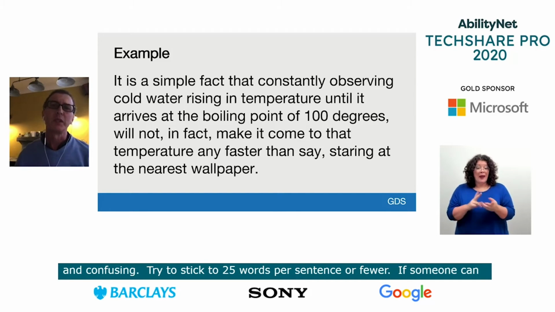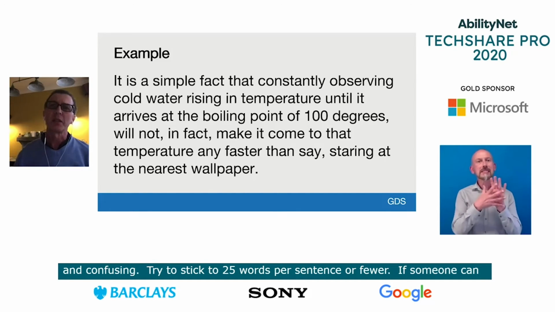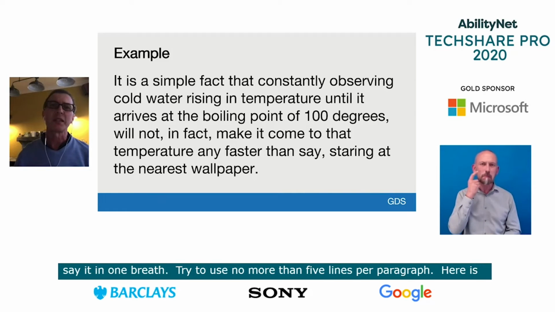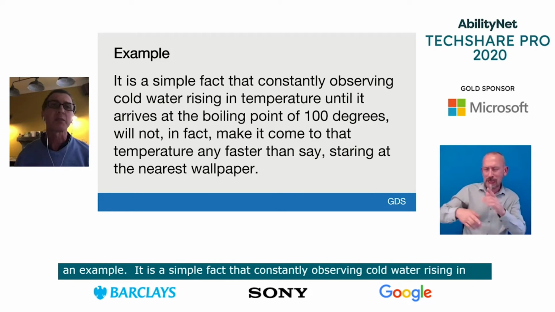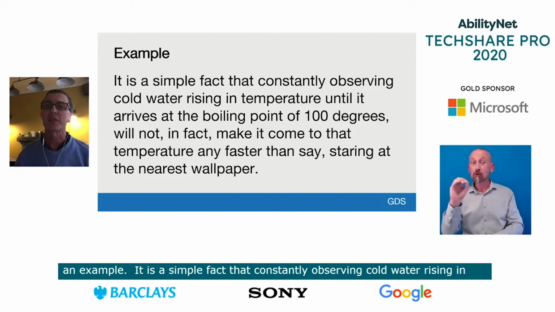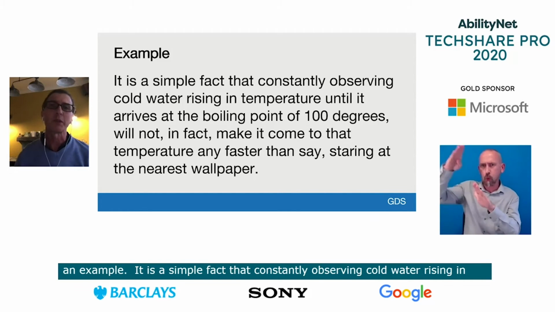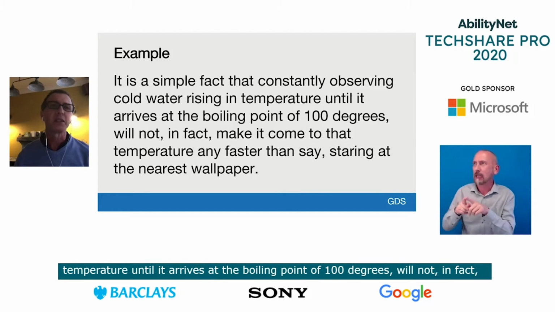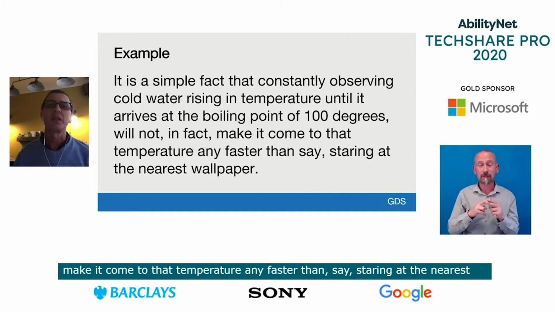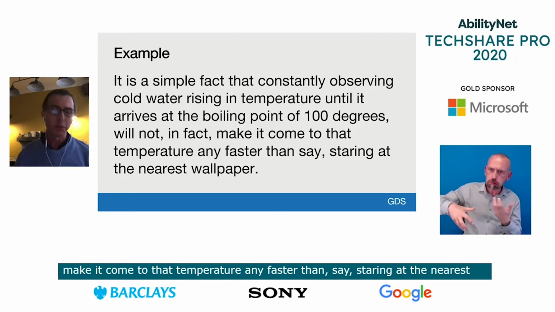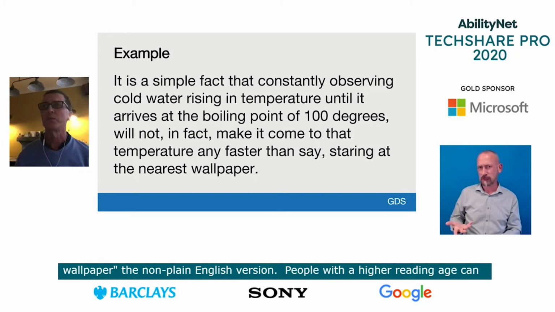So here's an example. It's a simple fact that constantly observing cold water rising in temperature until it arrives at the boiling point of 100 degrees will not, in fact, make it come to that temperature any faster than, say, staring at the nearest wallpaper. That's the non-plain English version, if you like. People with a low reading age can understand the sentence, but it is long and complicated and makes people do more work to understand what it means. But it can be simplified.